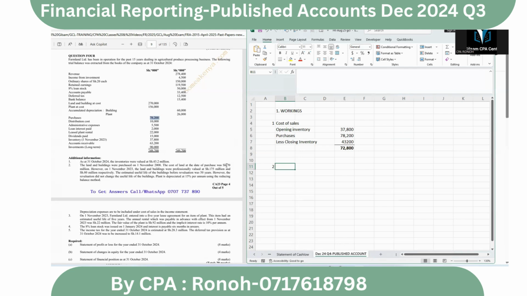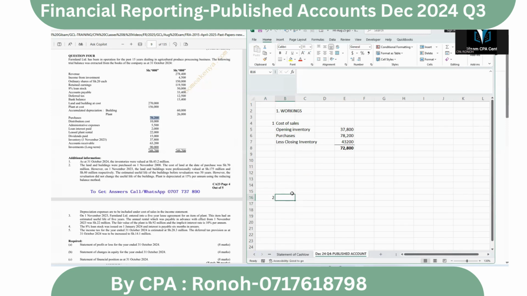Plant is depreciated at the rate of 15% per annum using the reducing balance method. Depreciation expenses are to be included under the cost of sales in the income statement. So which means the depreciation for building and the plant has to be classified under the cost of sales. So let's do that. We can have the working here still, but we will classify that cost up there. So make sure that you have enough space here for other costs, which you will classify there.